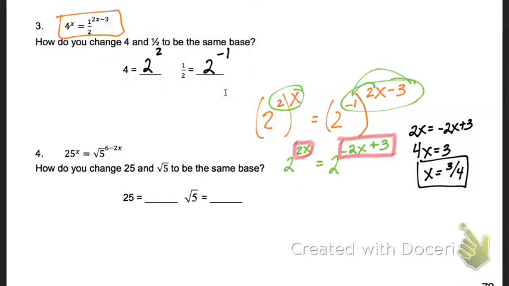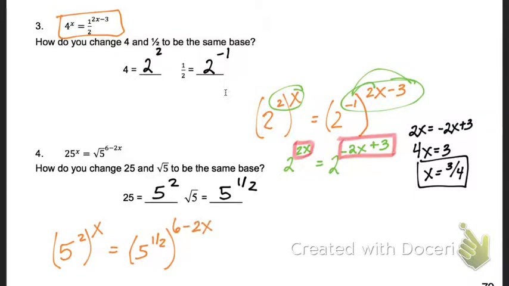Number 4, what base do 25 and the square root of 5 have in common? 5. So how do I rewrite 25 with the base of 5? 5 squared. How do I rewrite square root of 5? 5 to the 1/2. So then I will rewrite this as 5 squared to the x equals 5 to the 1/2, 6 minus 2x.